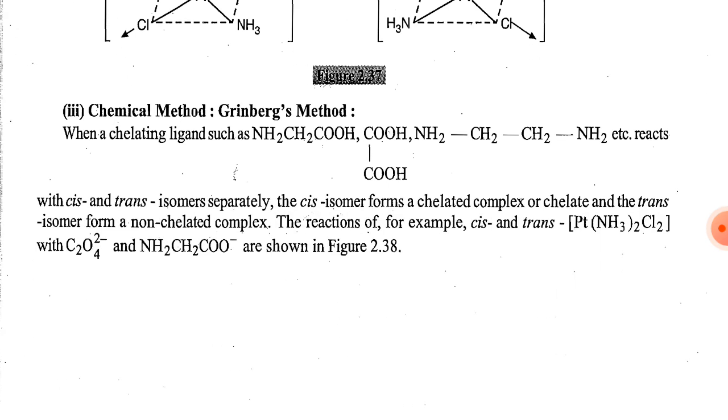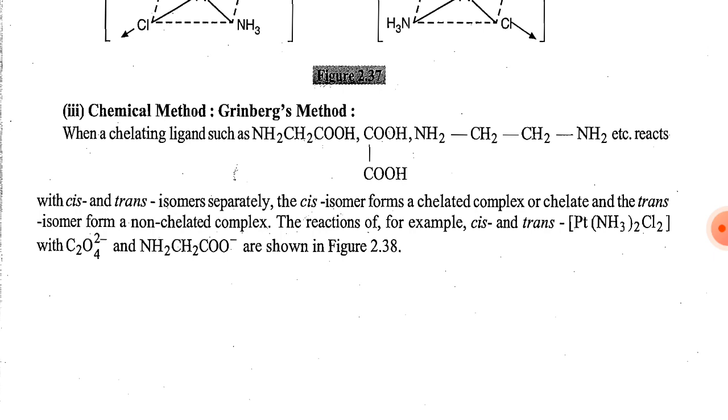Next is the chemical method, the Grinberg method. So what is this method? When a chelating ligand such as glycine, NH2CH2COOH, oxalic acid, or ethylene diamine, NH2CH2CH2NH2, reacts with the cis and trans isomers, the cis isomer forms a chelated complex, or chelate. The cis isomer will form a chelate complex. The trans isomer forms a non-chelated complex.